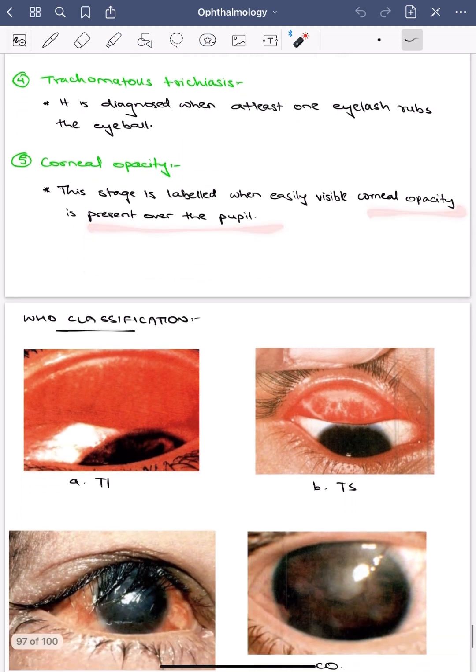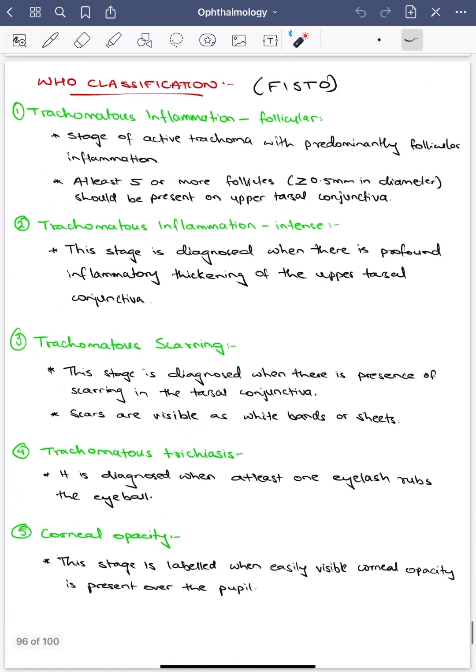Okay, so again, under WHO classification we have FISTO: trachomatous inflammation follicular, trachomatous inflammation intense, trachomatous scarring, trachomatous trichiasis, and finally corneal opacity.